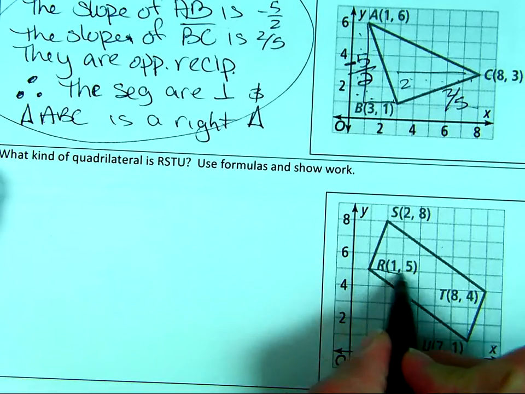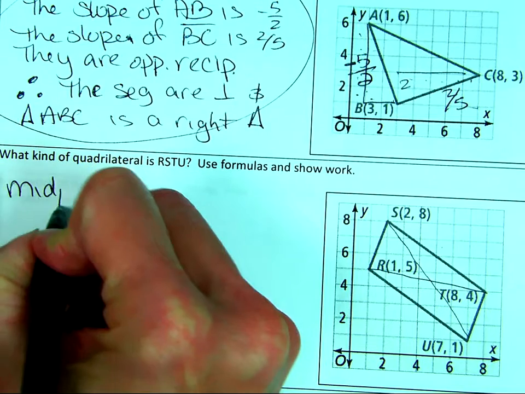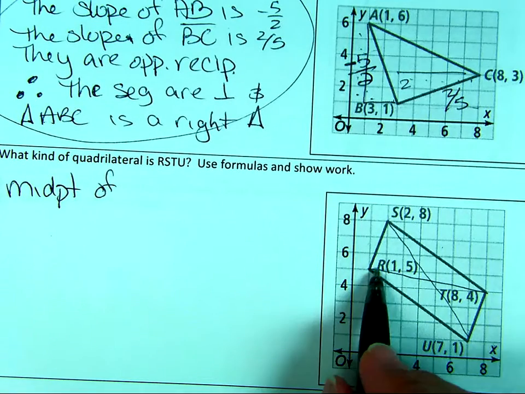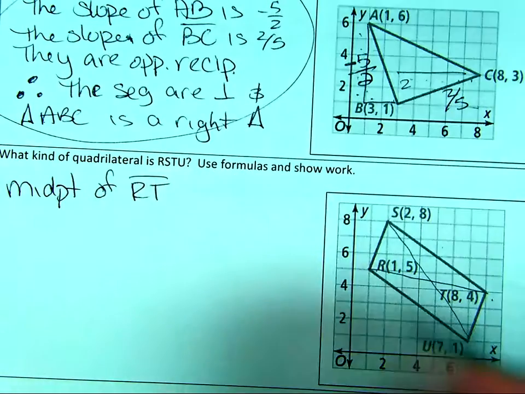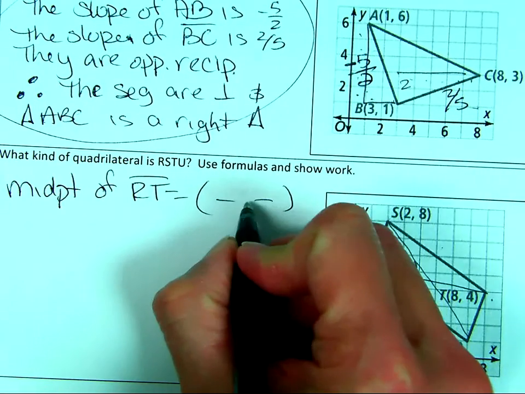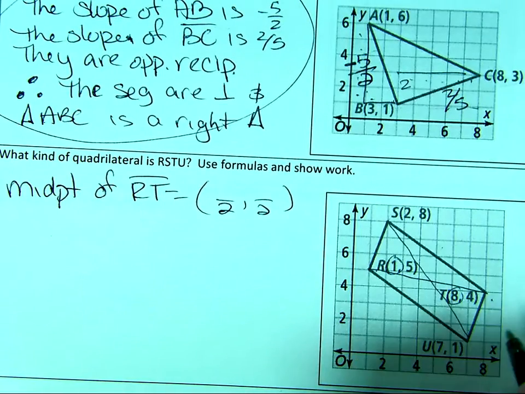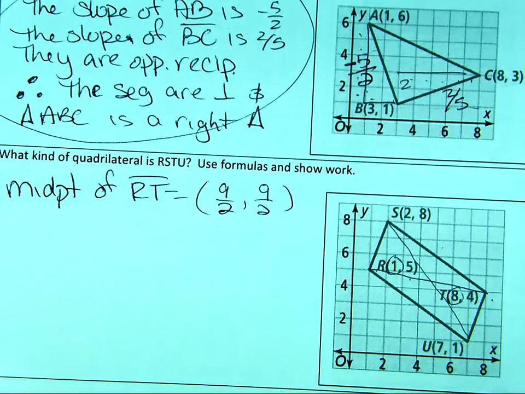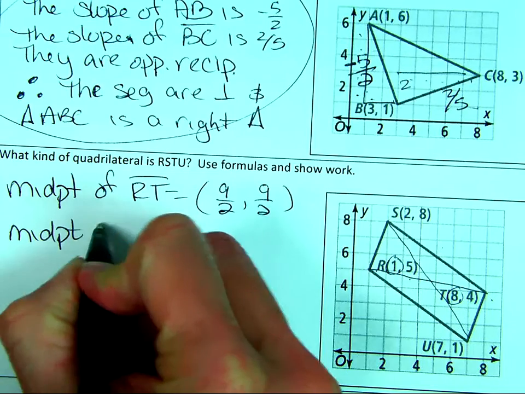Okay, so I'm going to find the midpoint of the diagonal. I'm going to write here the midpoint of RT. What's the midpoint of RT? Well, to find the midpoint, I add and divide by 2. So the x's are 1 plus 8, that's 9, and 5 plus 4, that's 9. So my midpoint of RT is 9 halves comma 9 halves, or 4.5 comma 4.5. Okay, you can write it in decimals or fractions, it doesn't matter.